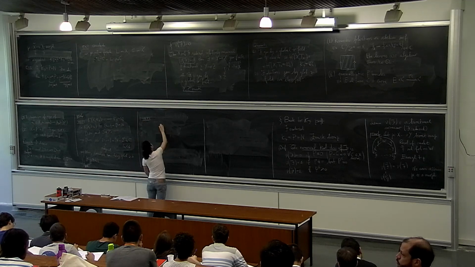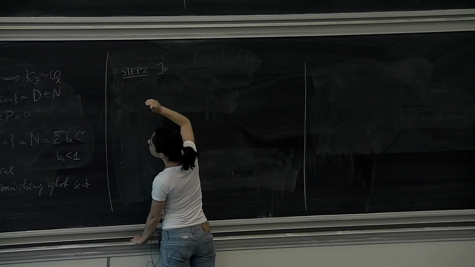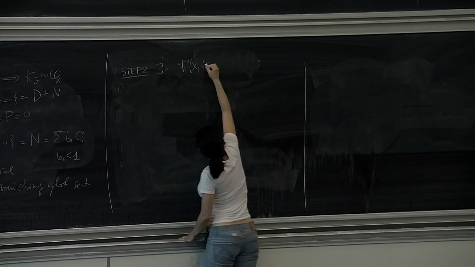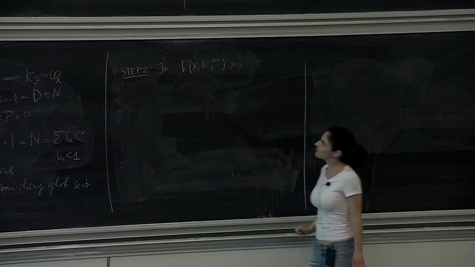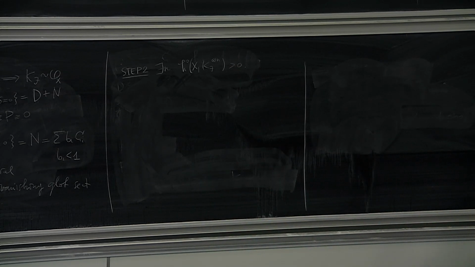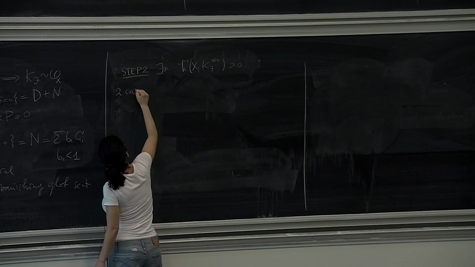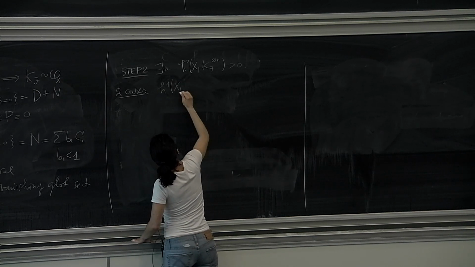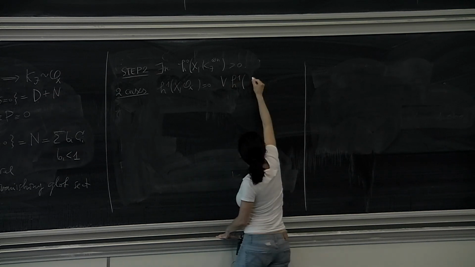Step 2. I'm going to prove that we can find a power of KF. Some power of KF has sections. And here again, we'll do some cases. 2 cases. We'll consider either H1 of O_X is 0 or it's not 0. Okay.